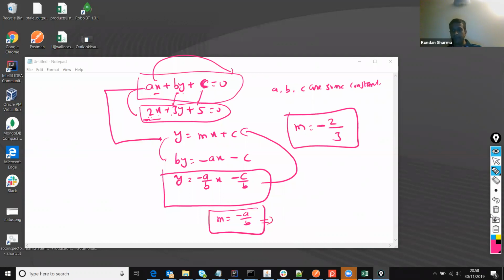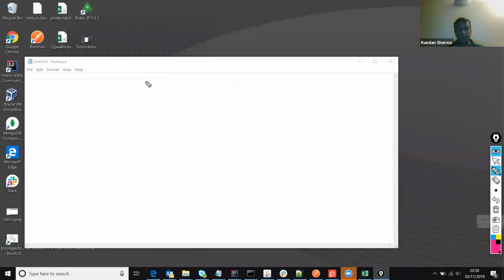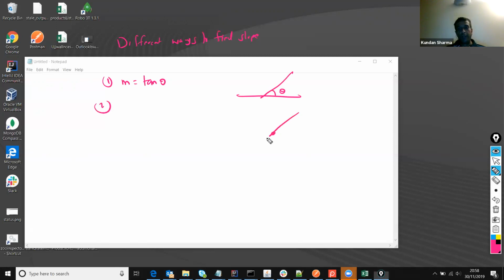Yes. So let us revise how many ways there are to find out the slope. The first one was, if we know the line is making angle theta, then we'll say m is equal to tan theta, right? Different ways to find slope. And the second one was, when we know 2 points, A (x1, y1) and B (x2, y2), then how do you find our slope? We will say m is equal to y2 minus y1 divided by x2 minus x1, right?